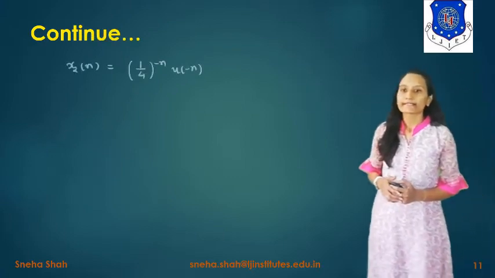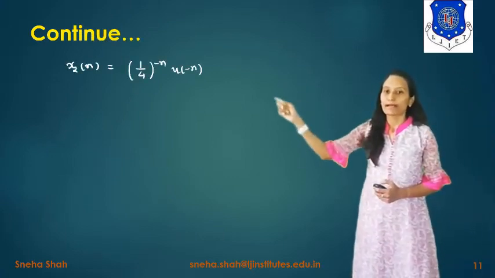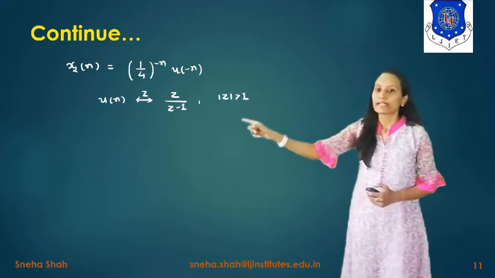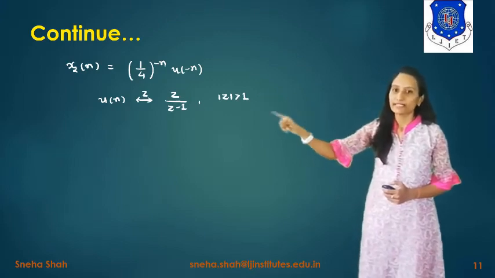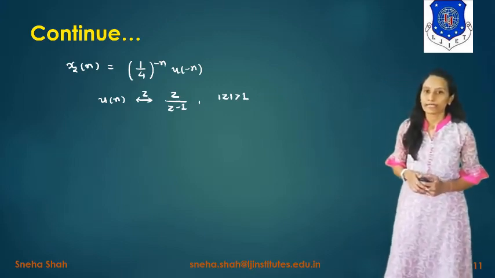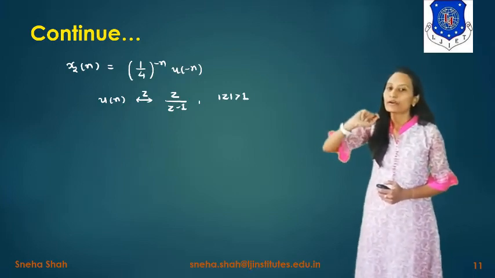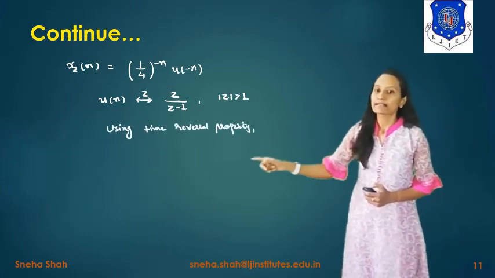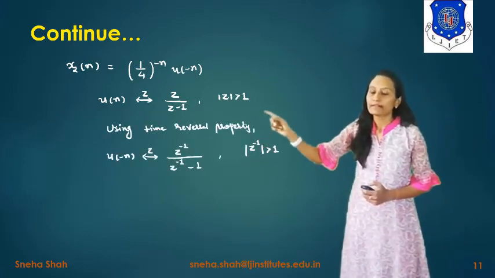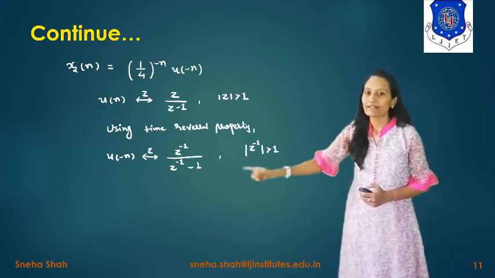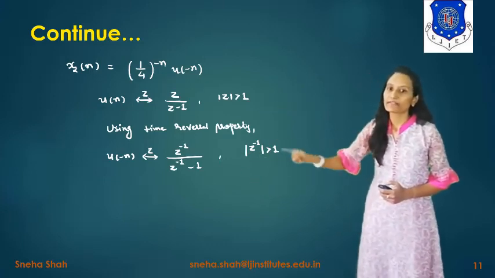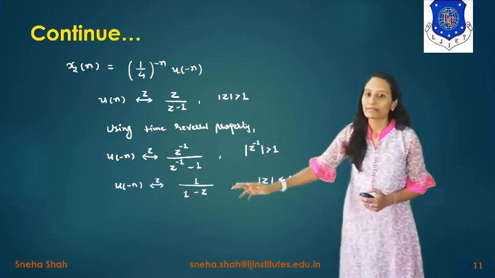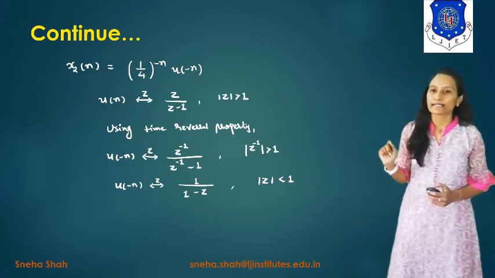Now we take the second term as x2[n] equals (1/4)^(−n) u[−n]. Starting with the sequence u[n], its Z transform will be Z upon Z minus 1, and the ROC will be |Z| greater than 1. Now we have to find the Z transform of u[−n], so we apply the time reversal property. Instead of Z, we apply Z inverse. So the term will be Z inverse upon Z inverse minus 1, with |Z inverse| greater than 1. Simplifying this, the final term will be 1 upon 1 minus Z, and |Z| should be less than 1.